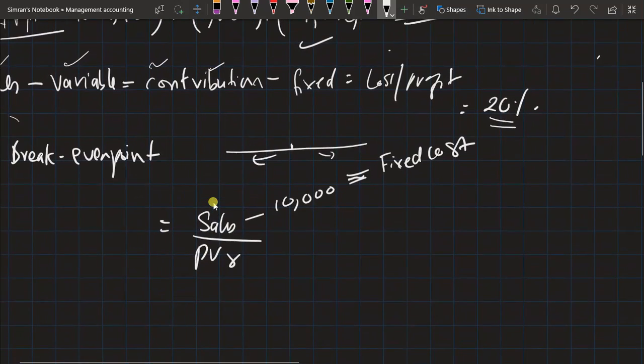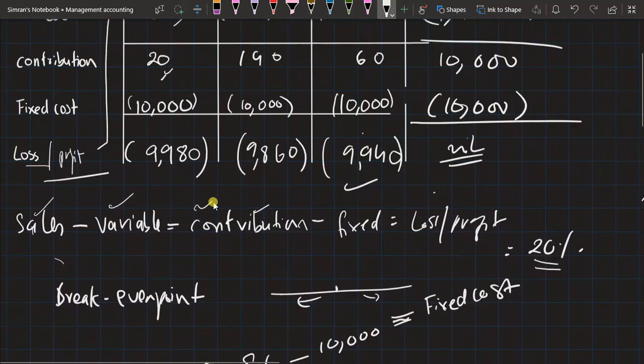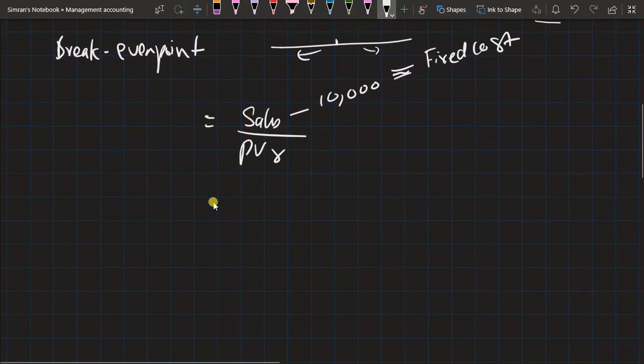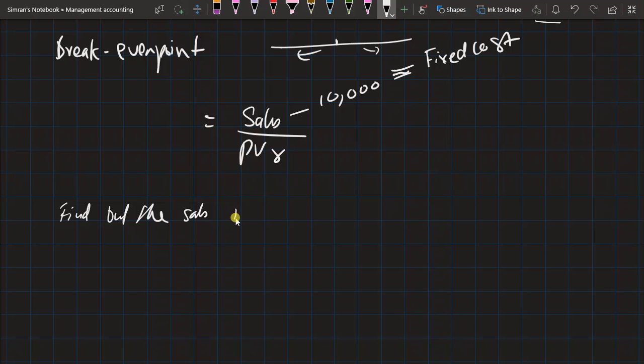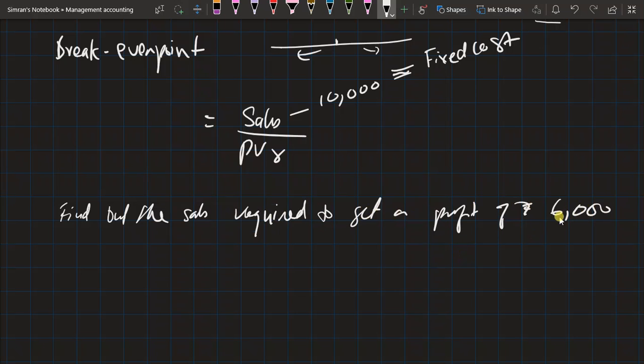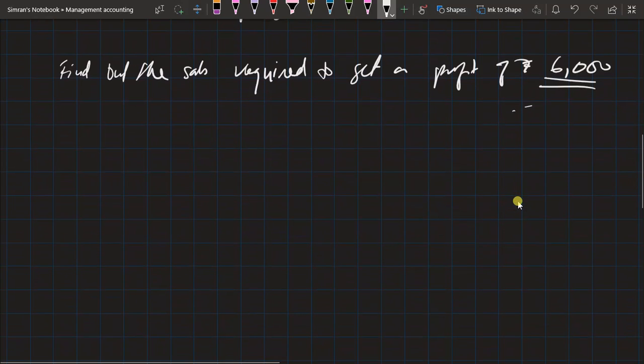Now we have to find another point. Suppose in the question it comes, find out the sales required to get a profit of rupees 6000. So for 6000 of profit, how much sales do we have to make? So for this, let's just understand this concept again.